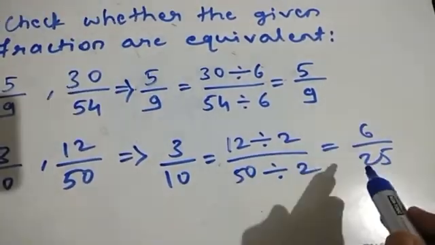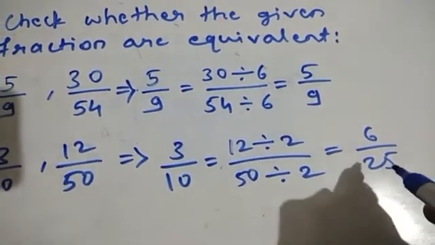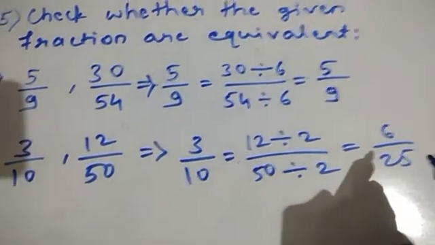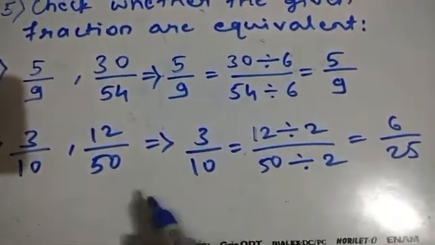Now here 6 upon 25 does not have any common factor except 1, right? Therefore 6 upon 25 we got here. And we know that 6 upon 25 is not equivalent to 3 upon 10. Therefore they are not equivalent.